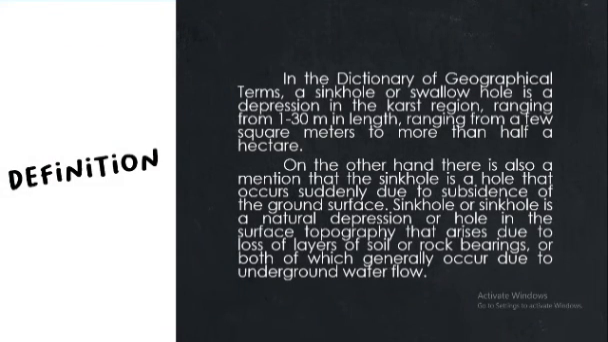In the dictionary of geographical terms, a sinkhole or swallow hole is a depression in the karst region ranging from 1 to 13 meters in depth, and from a few square meters to more than half a hectare. On the other hand, there is always a mention that a sinkhole is a hole that occurs suddenly due to subsidence of the ground surface.